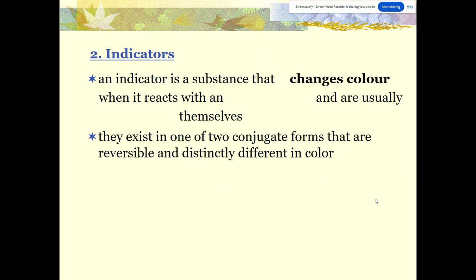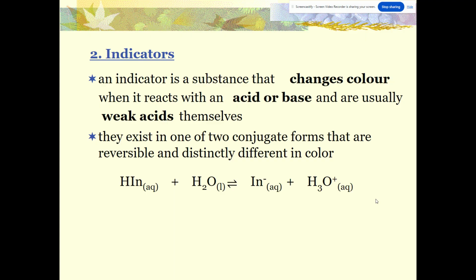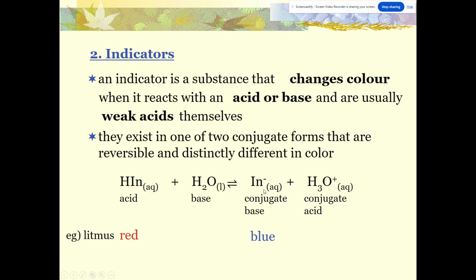Now, indicators. How do we deal with indicators? An indicator is actually an acid base itself, and it has a different color whether it has its hydrogen on it. Okay? So for example, litmus paper, when it has its hydrogen, it's a red color. When it loses its hydrogen to become a conjugate base, it has a blue color. So they're actually acids themselves, weak acids in their conjugate base form that have a different color.